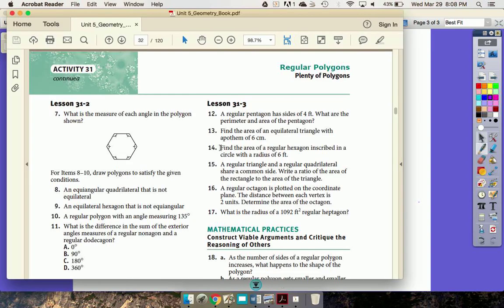Alright guys, just got this started up. So, it says find the area of a regular hexagon inscribed in a circle with a radius of 6 feet. Okay, so we were doing number 14 as you guys see. Remember, if you guys can set it up by yourselves, that would be more than beneficial.